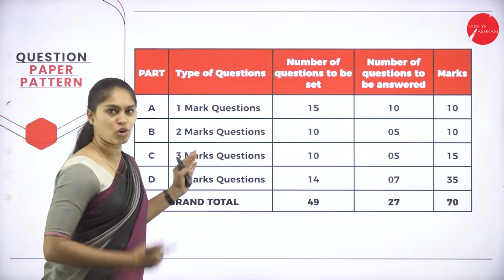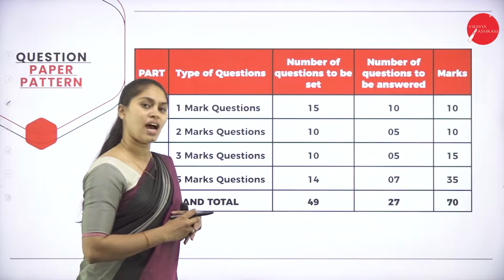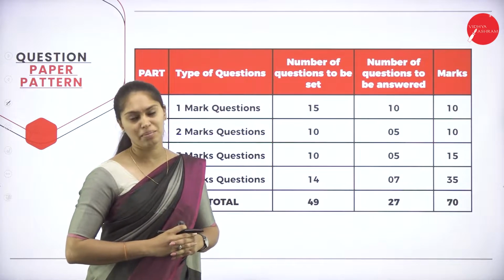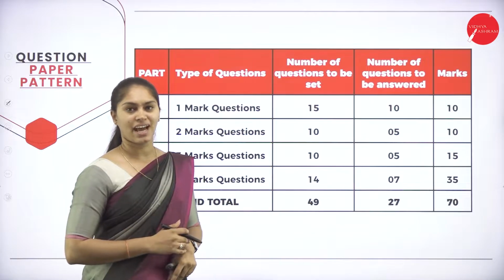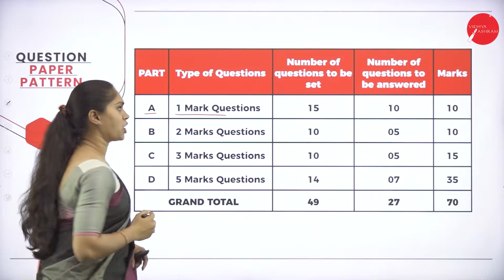Totally we have 4 parts. One is part A that carries 1 mark questions, part B that carries 2 mark questions, part C that carries 3 marks questions and part D that carries 5 marks questions. So here you can see that part A is 1 mark questions.